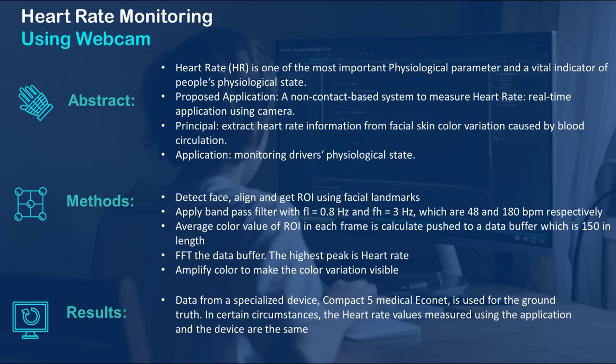This application is used for monitoring drivers' physiological state. It detects the face, aligns it, and gets the ROI using facial landmarks. Next, it applies a band pass filter with FL 0.8 Hz and FH 3 Hz, which are 48 and 180 bpm respectively. The average color value of the ROI in each frame is calculated and pushed to a data buffer which is 150 in length. FFT is applied to the data buffer, the highest peak is the heart rate, and the color is amplified to make the color variation visible.